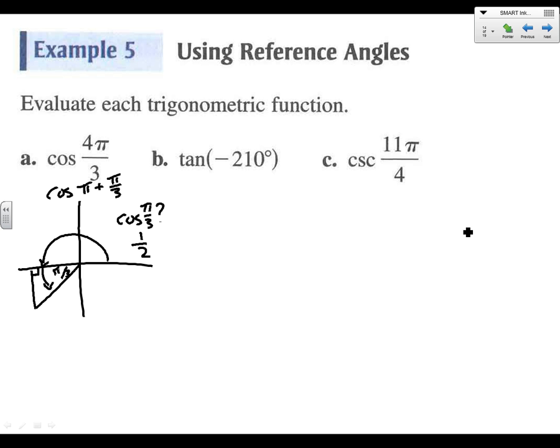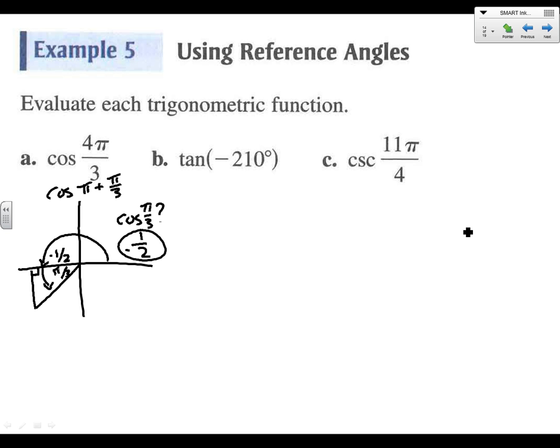Only question is, what quadrant are we in? We're in the third quadrant. Cosines are x. Okay, so if the x value is 1/2, but we're in quadrant 3, it must be a -1/2. So the cosine of 4 pi over 3 is going to be -1/2.